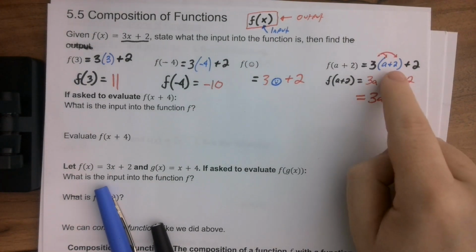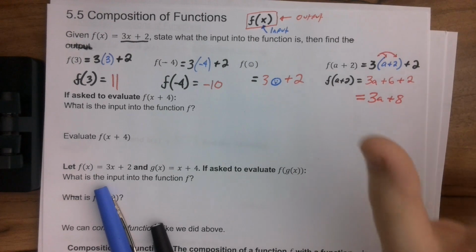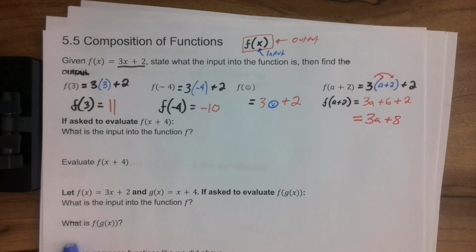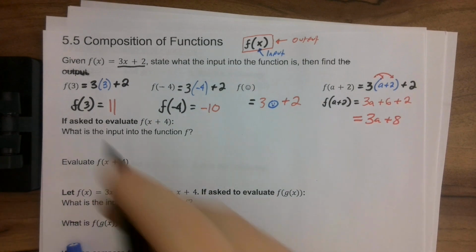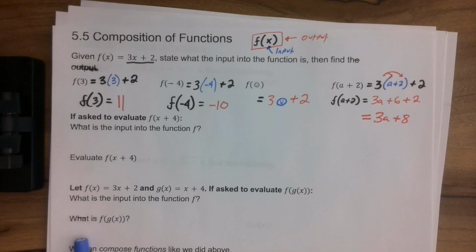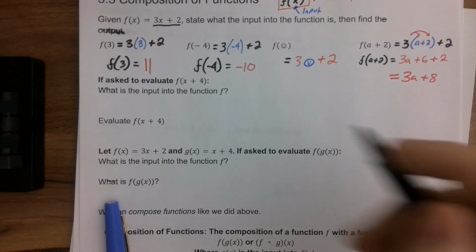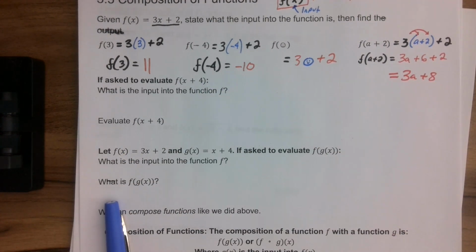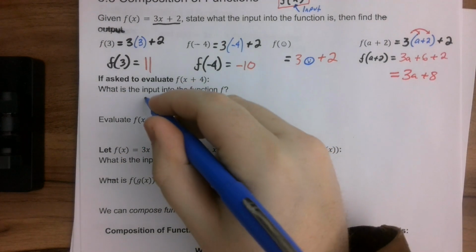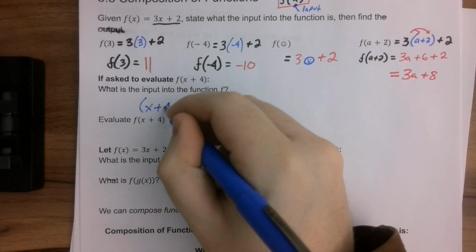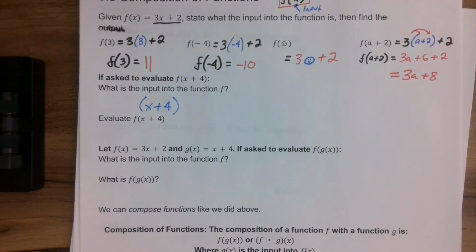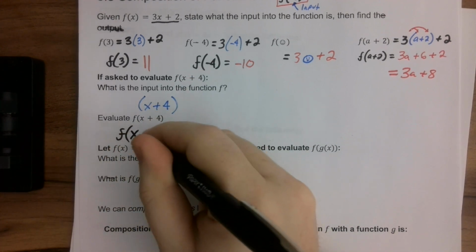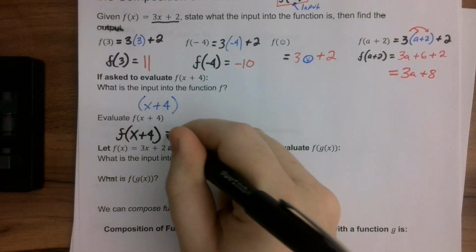This last idea of plugging in something a little bit bigger than just a term is the idea behind composition of functions. If we're asked to evaluate f of x plus 4, for instance, what are we inputting into the function? Well, instead of an x, it's an x plus 4. Whenever we're asked to evaluate, it means we actually want to figure out what it simplifies to.